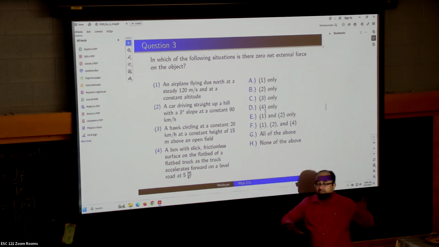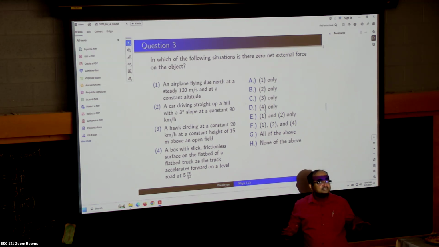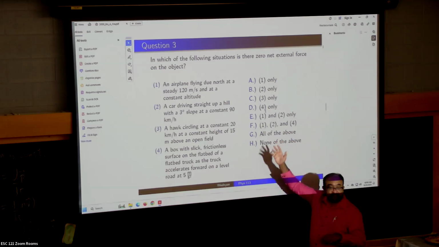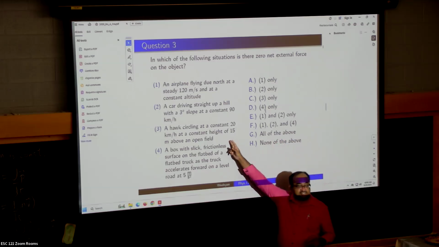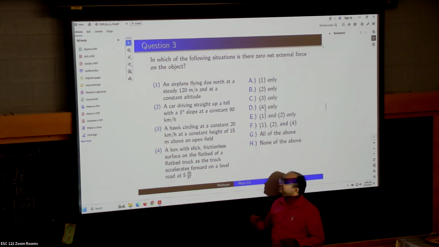So cases 1 and 2, we agreed that the velocity, both speed and direction, of the object are constant, and so there's no acceleration, so there's no net external force. In 3, the speed is constant, but it still has what kind of acceleration? Centripetal acceleration, because it's going in a circle, so the direction of the velocity is changing, so there is acceleration, so there is an external force.